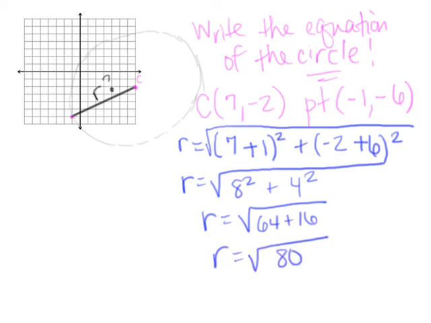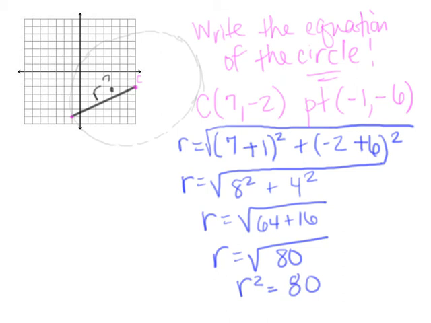Now, in terms of the equation of the circle, I actually need r squared. So let's just go ahead and square both sides. If I square this, the square will undo the square root, they're inverse operations, and we get that r squared is 80. Now let's write the equation of this circle.